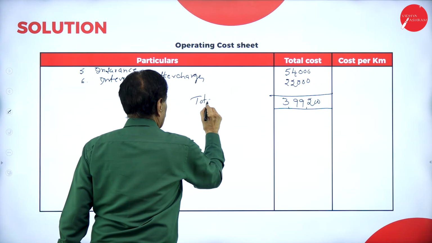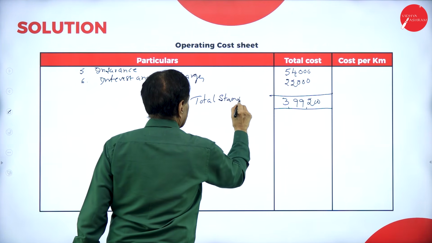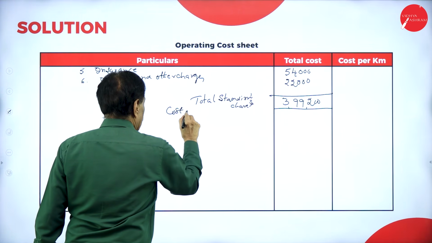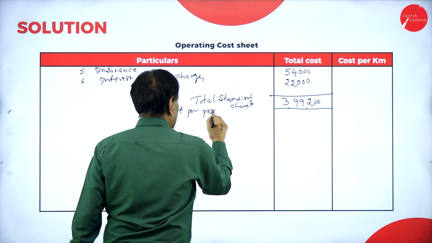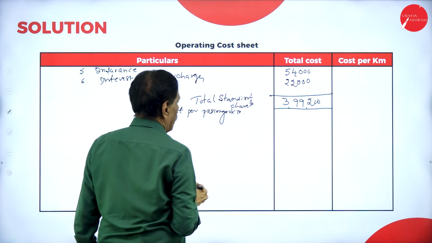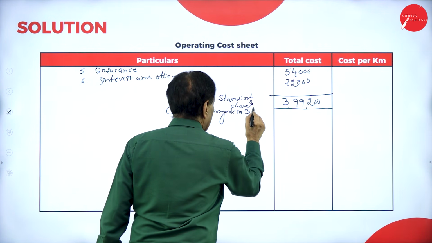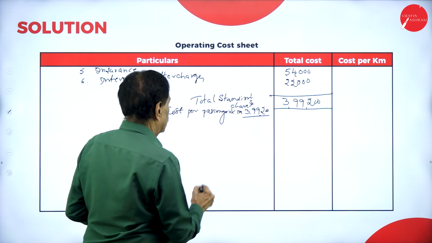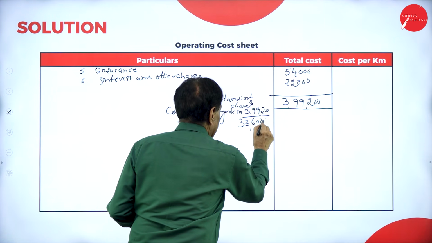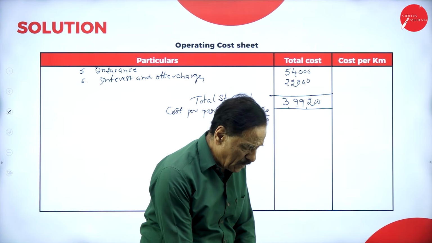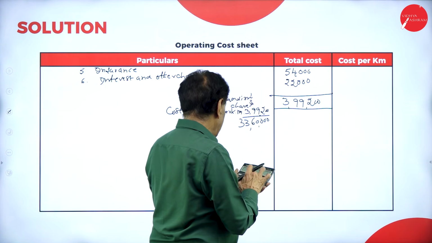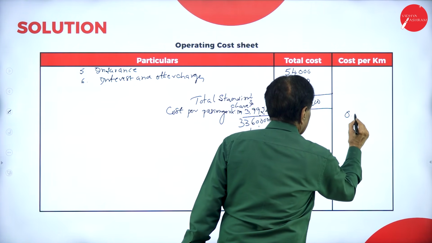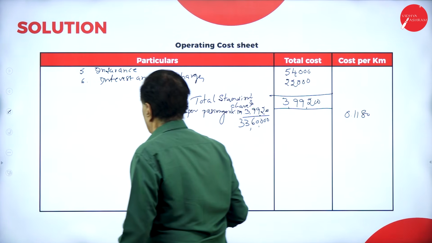Total standing charges. Cost per passenger kilometer is 3,99,200 divided by 33,60,000, which is 0.1180.